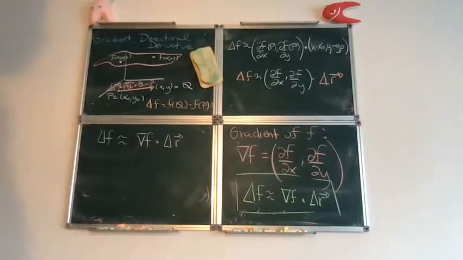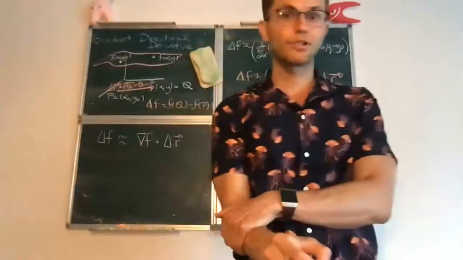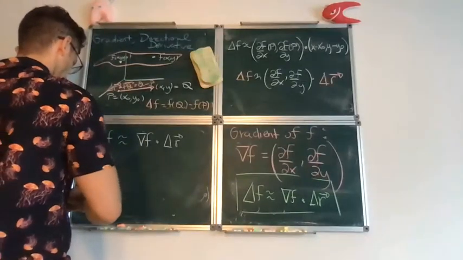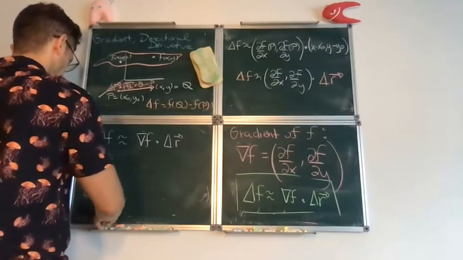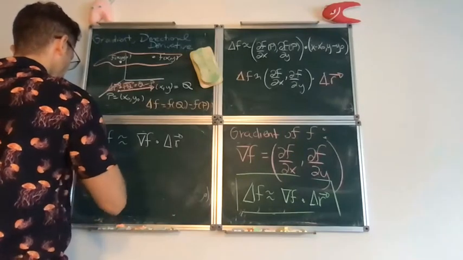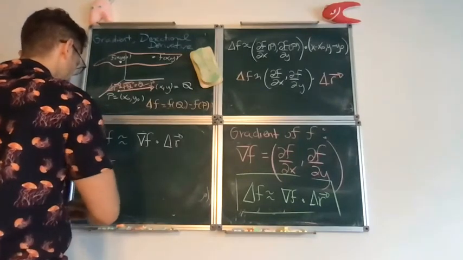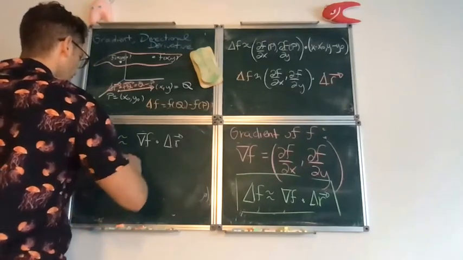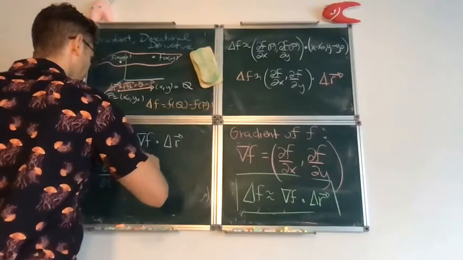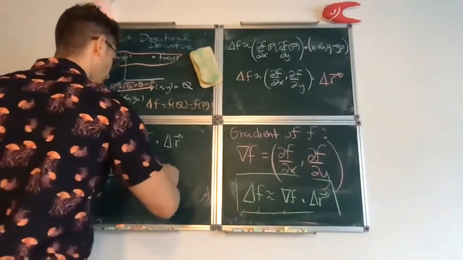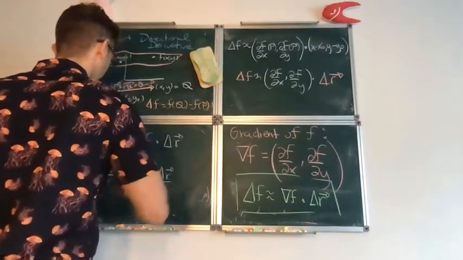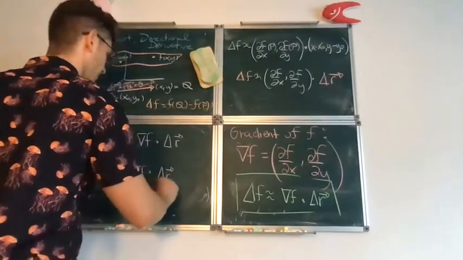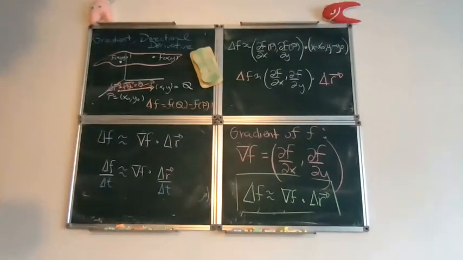Right, and you can divide both sides of the equation by delta t. So you get delta f over delta t is approximately the same as the dot product between the gradient and delta r divided by delta t. Okay?